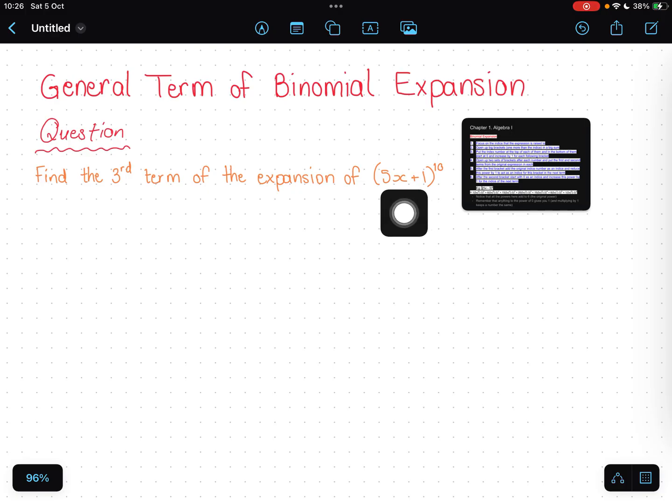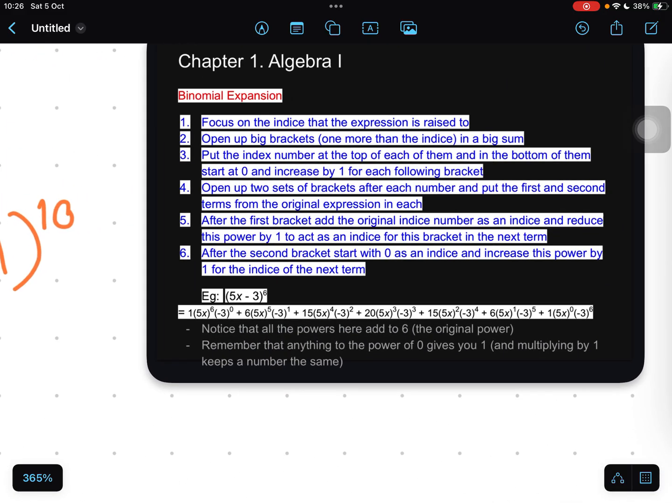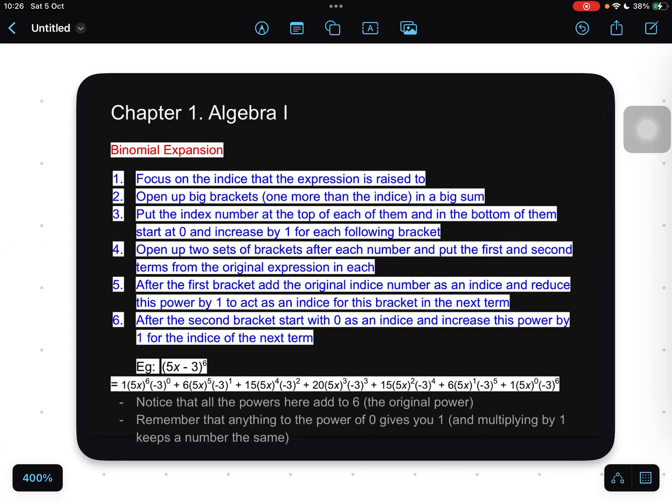Okay, so we can do that by doing out the full binomial expansion of this and reading, well, what is that third term? That is one way we can do it. We're going to start by doing it this way, just up until the third term. And then once we've done that, we'll compare it to using this general term and how much quicker that might be. So as a recap, these were our steps for our binomial expansion.